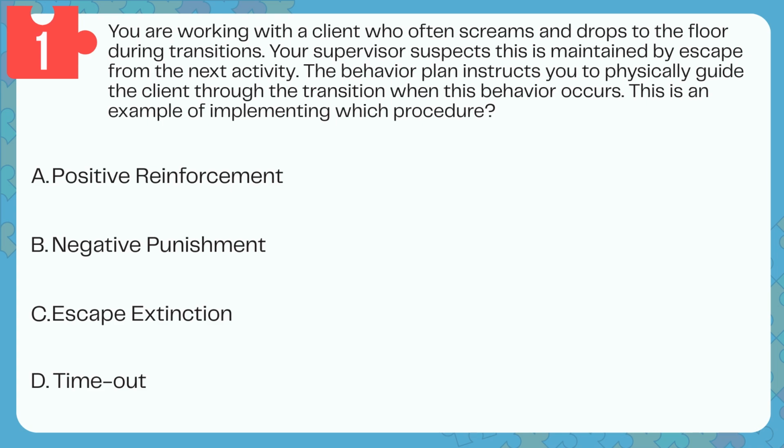Question 1. You are working with a client who often screams and drops to the floor during transitions. Your supervisor suspects this is maintained by escape from the next activity. The behavior plan instructs you to physically guide the client through the transition when this behavior occurs. This is an example of implementing which procedure?